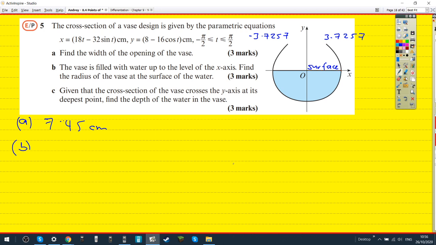Do I need to sub in 0 for y? Perfect. And that will give me minus 8 divided by minus 16, so that'll give me a half equals cos t.